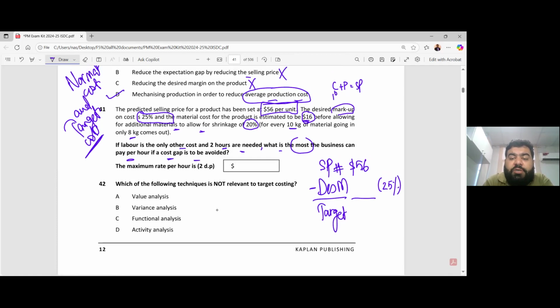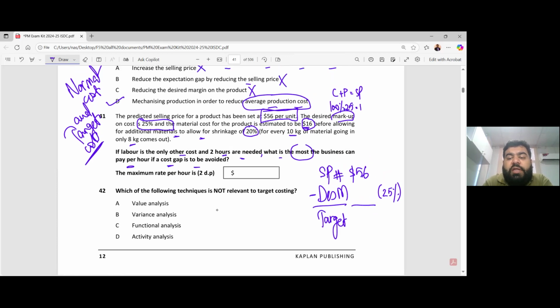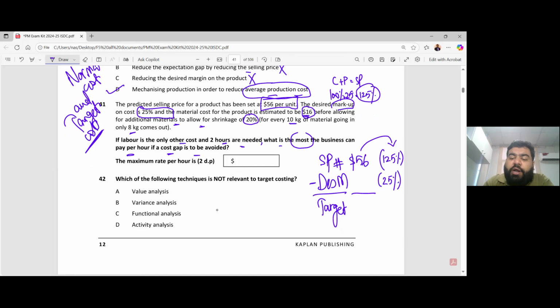If cost is 100% because it's markup, in markup cost is the base and base is always 100%, and profit is 25%. So we know 100 plus 25, selling price percentage is 125%. Selling price percentage is 125%, I am writing it here. What is 125%? This $56 selling price is 125%. Through that, we can easily calculate desired margin.